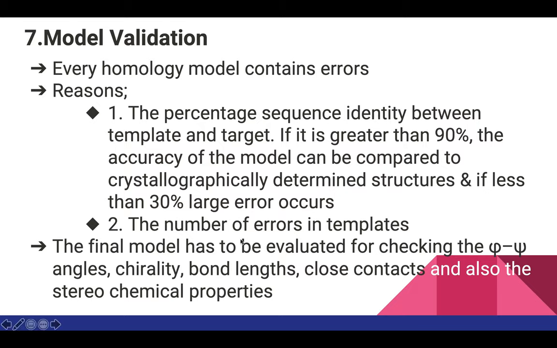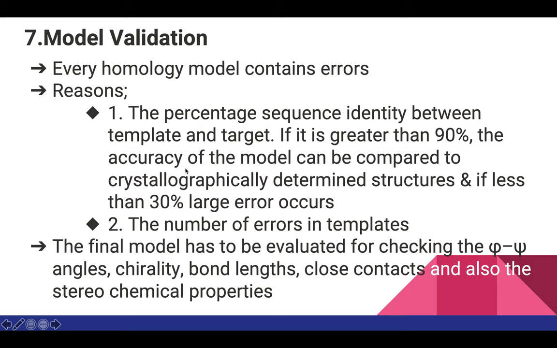So if it is less than 30%, large error will occur because it couldn't be aligned properly, and there are bound to be errors, definitely. You couldn't basically just eliminate the error. Secondly, the number of errors in the template itself. Don't think that the templates that have been uploaded are great, without any defect. They would have some error as well. So this would contribute to your homology models not being so perfect as well, adding more to the error.